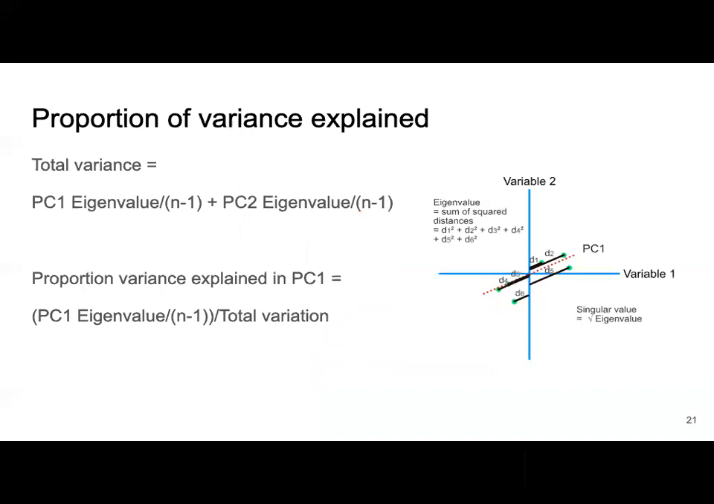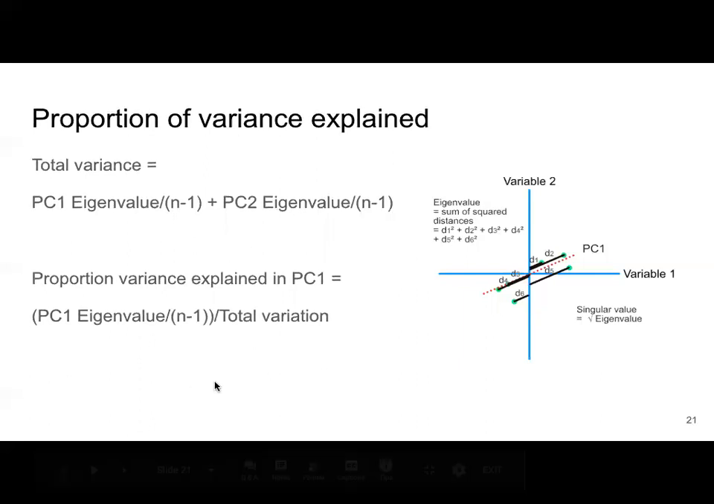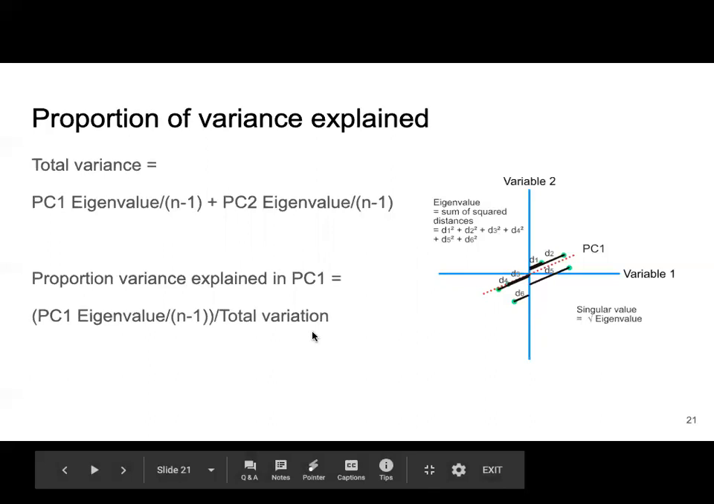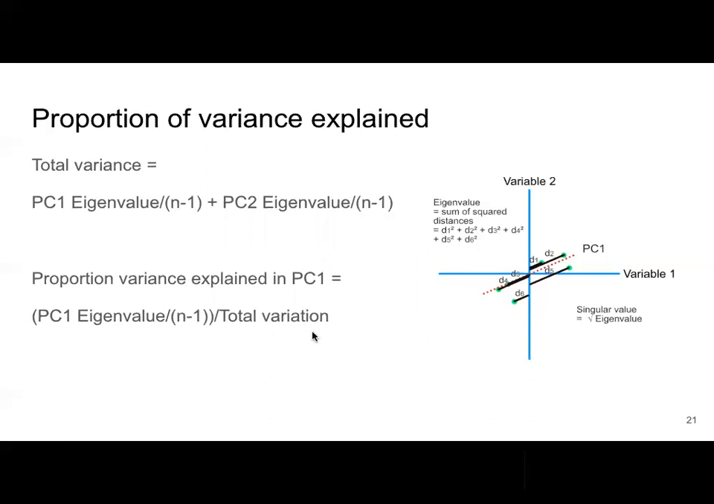And how we're going to use this is to come up with a calculation of proportion of variance explained. So for each of these eigenvalues, you're going to divide it by the total number of observations minus 1. And then you'll sum these together to get the total variance. Then to get the proportion of variance explained per component, you'll take the first part of this equation and divide it by the total variation. Often how this will come out is that, let's say, your first principal component might explain 80% of the data, and your second principal component might explain 20% of the data.